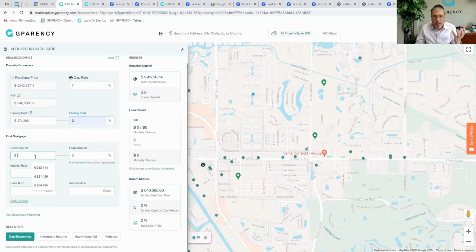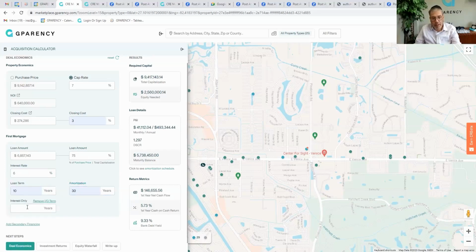Now we go to the loan amount. Either type it in, or you could type in 75% of the loan amount, or you can toggle it to total capitalization. Sometimes you have a bank, like construction, that will give you 75% of the total cost. In this case, of the purchase price. Let's say the interest rate is 6%. Let's say you think a 10-year term, amortization is 30 years. In many cases, it's interest only for the first 2 years, let's say.